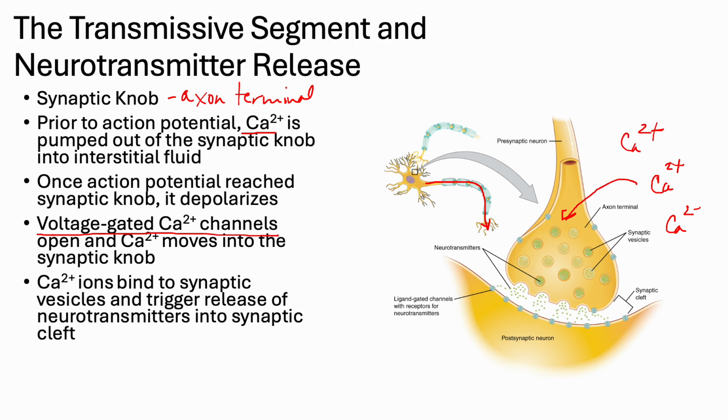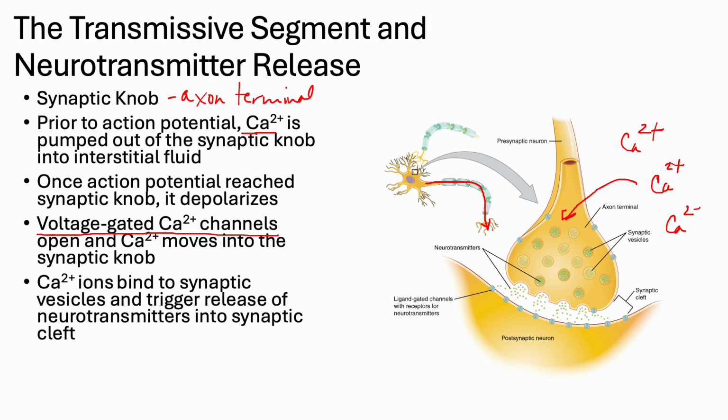Now, what will happen is those calcium ions bind, and they cause the synaptic vesicles to travel to the plasma membrane, where they perform a type of exocytosis, where those neurotransmitters are released into the synaptic cleft. Now, I just want to review something for you.